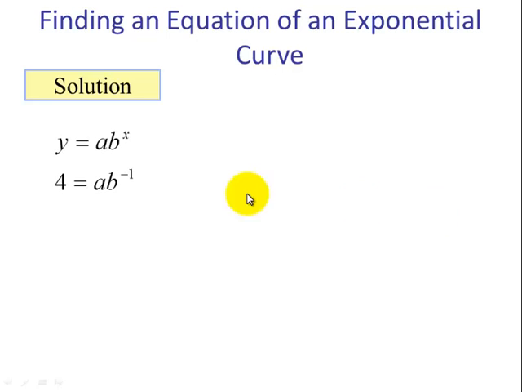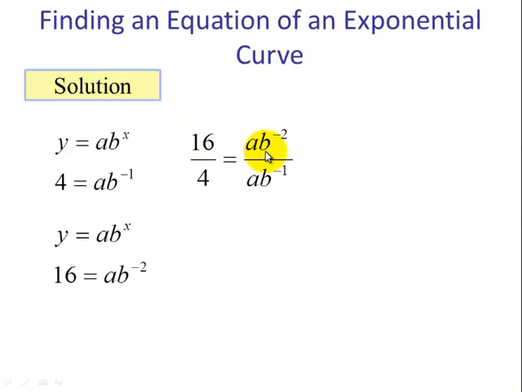The first equation will be 4 equals a times b to the negative 1 power. So this was our first point. X is negative 1, y is 4. And the second equation, 16 equals a times b to the negative 2 power. X is negative 2, y is 16. So taking the largest y value, putting it on top, the second equation on the bottom, dividing the left-hand sides, the right-hand sides. We have 16 divided by 4, which is 4.